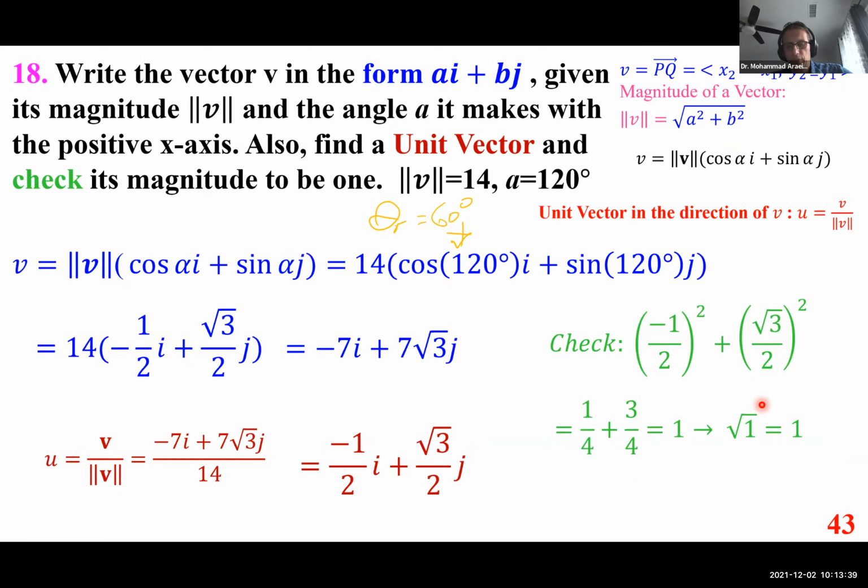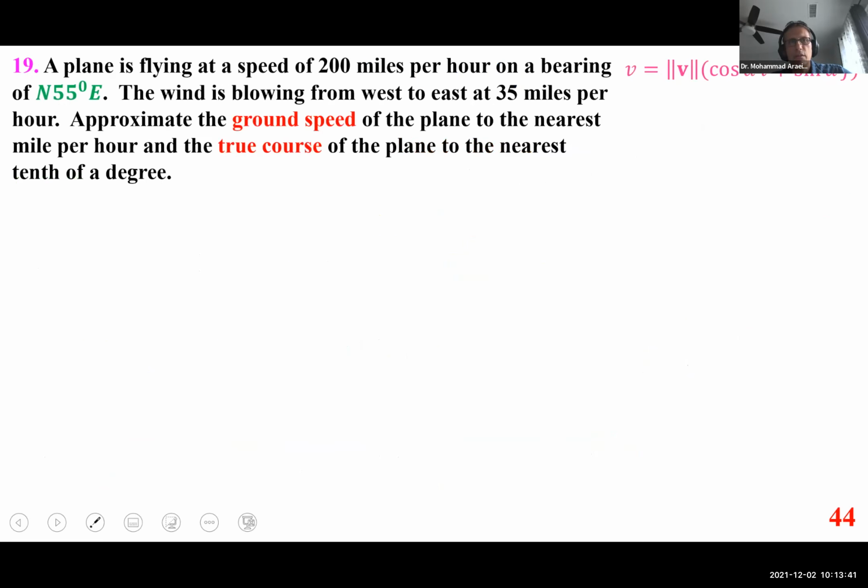All right. Let's look at the last question. Would you please read this? A plane is flying at a speed of 200 miles per hour on a bearing of north 55 degrees east. The wind is blowing from west to east at 35 miles per hour. Approximate the ground speed of the plane to the nearest mile per hour and the true course of the plane to the nearest tenth of a degree.